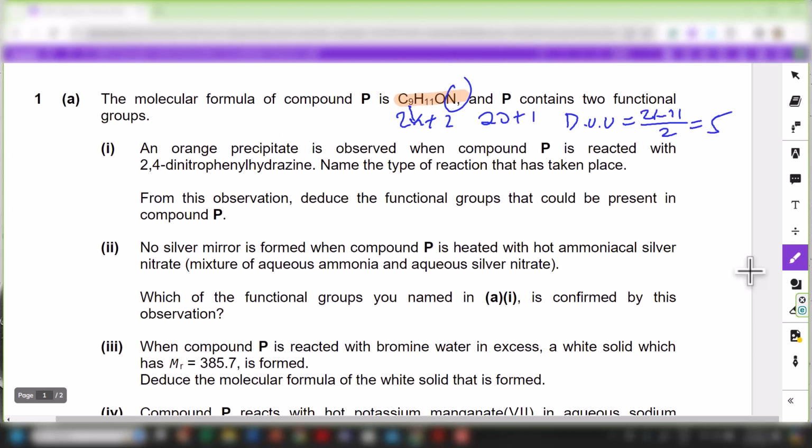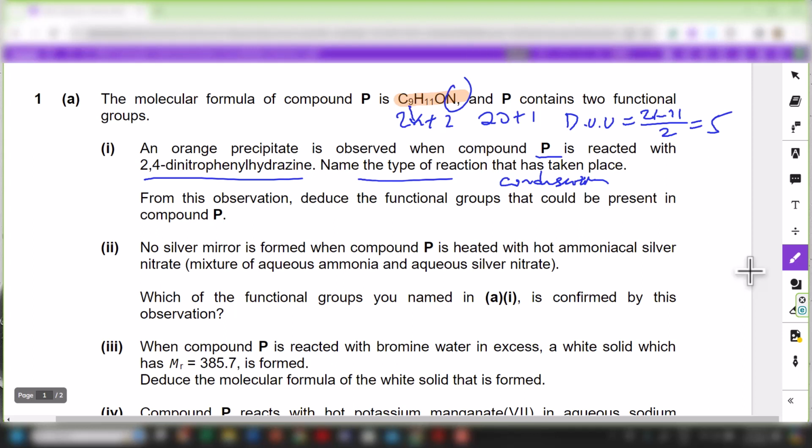For A1, you were told that an orange precipitate is observed when P is treated with 2,4-dinitrophenylhydrazine. Name the type of reaction that has taken place. Of course, you know that this is a test for aldehydes and or ketones, so the type of reaction will be condensation, because water molecules will be given off as the byproduct.